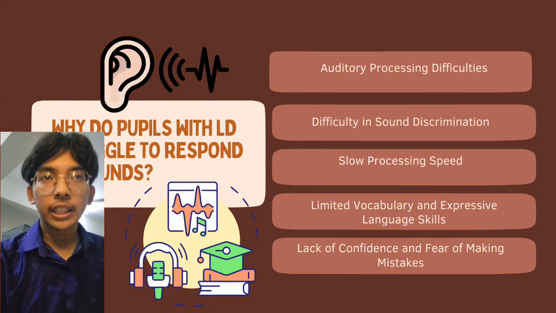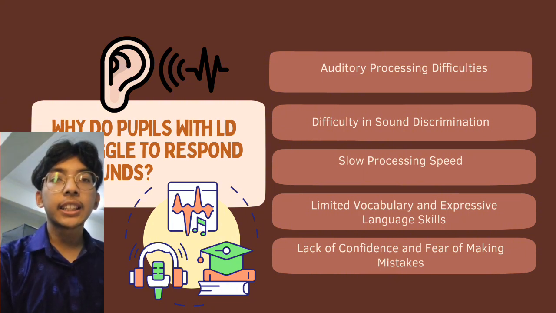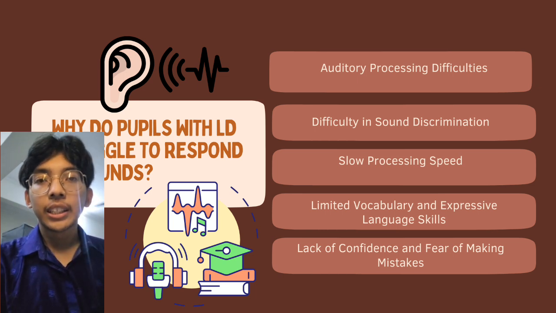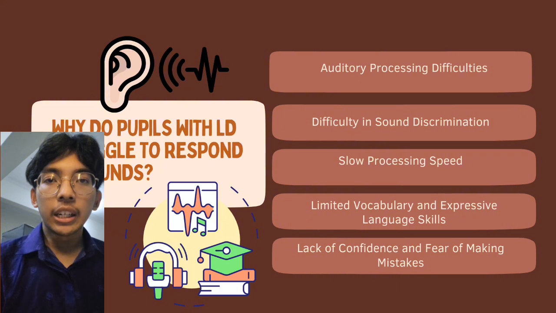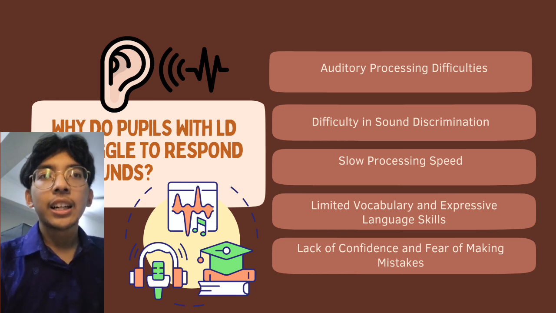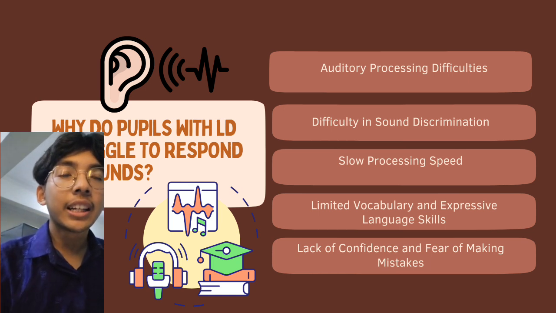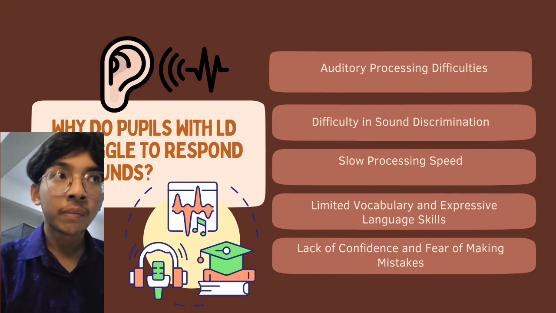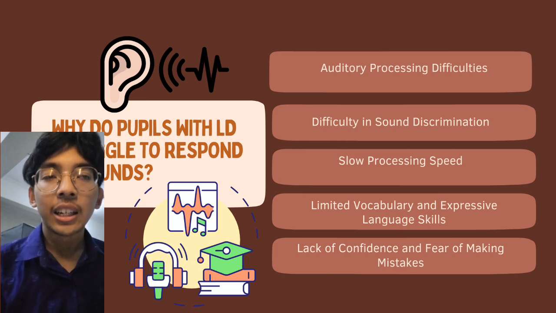So the first question is, where do people with LD struggle to respond to sound? The first one is auditory processing difficulties. Some people with LD have weak auditory processing skills, meaning they take longer to recognize and interpret sounds. They may not immediately connect a sound to its source, such as hearing a woof sound but not realizing it belongs to a dog. And when listening to speech, they may mishear or misunderstand words, leading to a delayed or incorrect response.